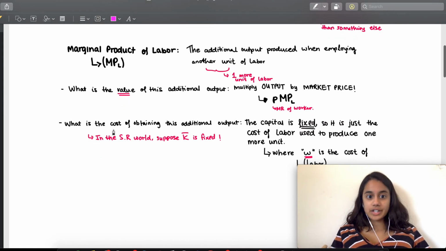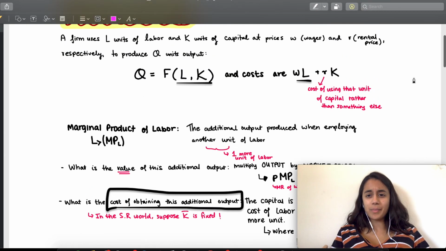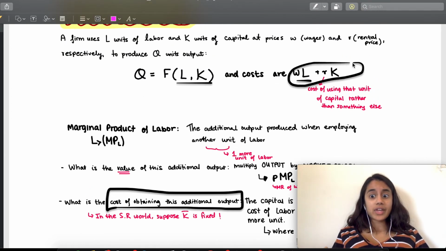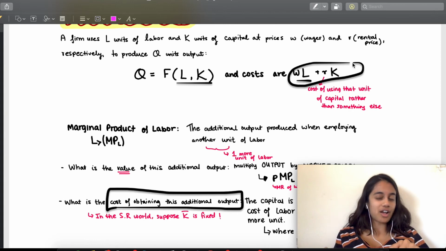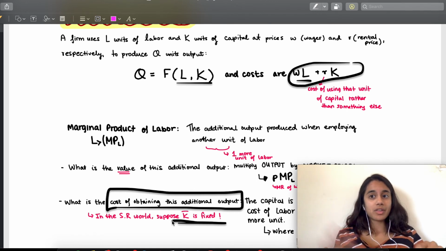And again, what is the cost of obtaining this additional output? You have to go back to this formula. The key word here is additional, okay? So additional means that we have to disregard that fixed cost. Like I said before, if we suppose that K is fixed, normally the capital is fixed because in the short run at least, you don't really change your machinery too much. It's just a waste of money. You're wasting space and you're wasting the benefit that you gain.